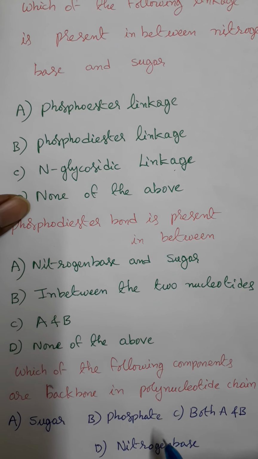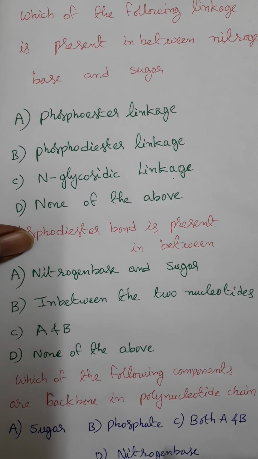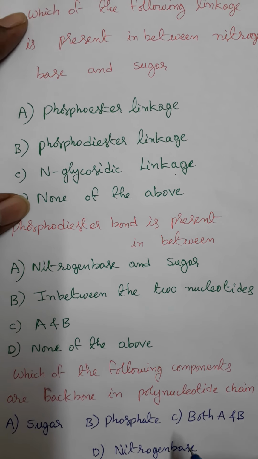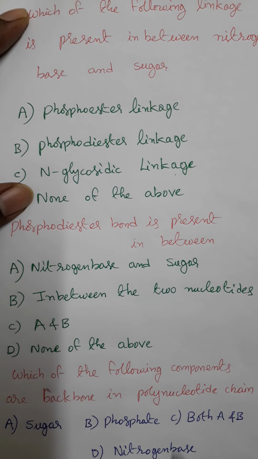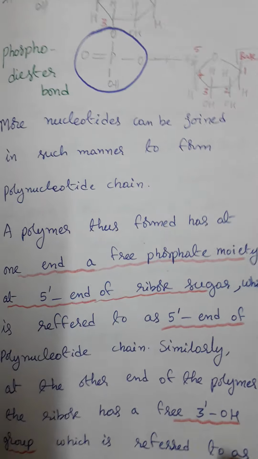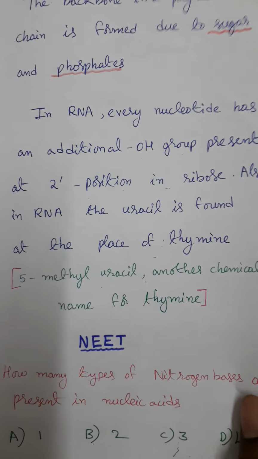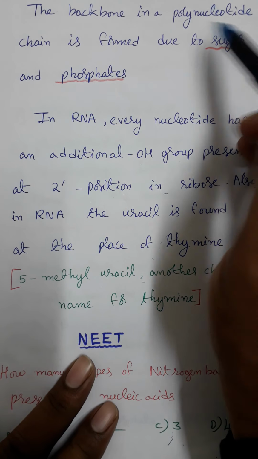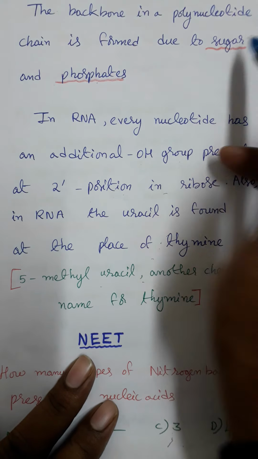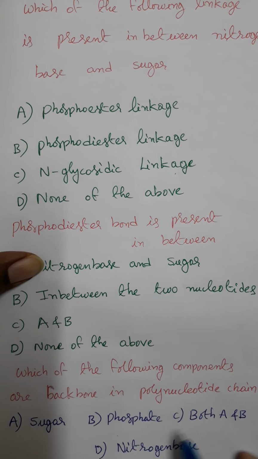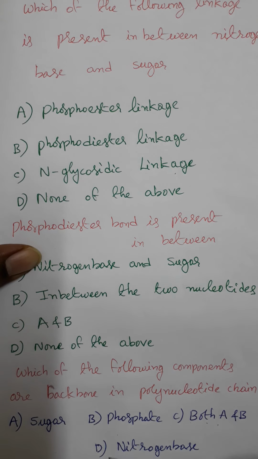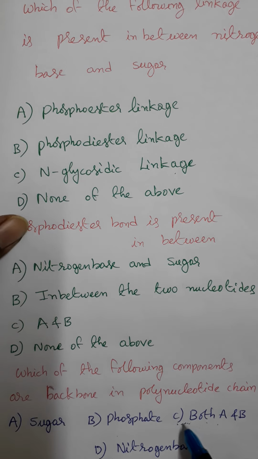Next question, which of the following components are the backbone in a polynucleotide chain? What are the options? Option A sugar, option B phosphate, option C both A and B, option D nitrogen base. The backbone in a polynucleotide chain is formed due to sugar and phosphate. So what is the answer? Option C is the correct answer. Both A and B.